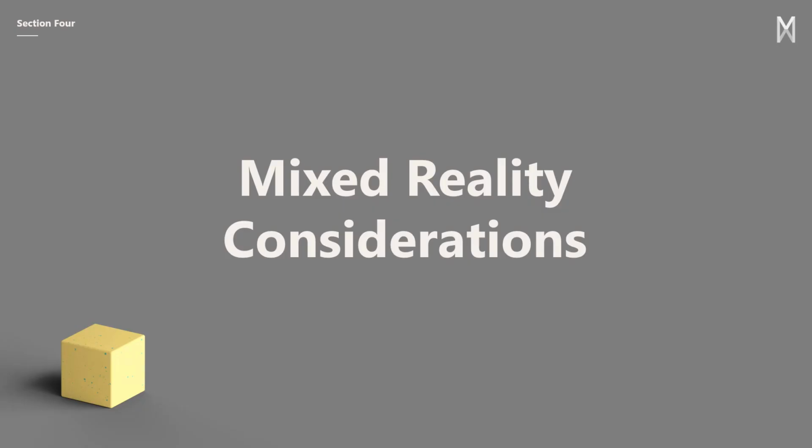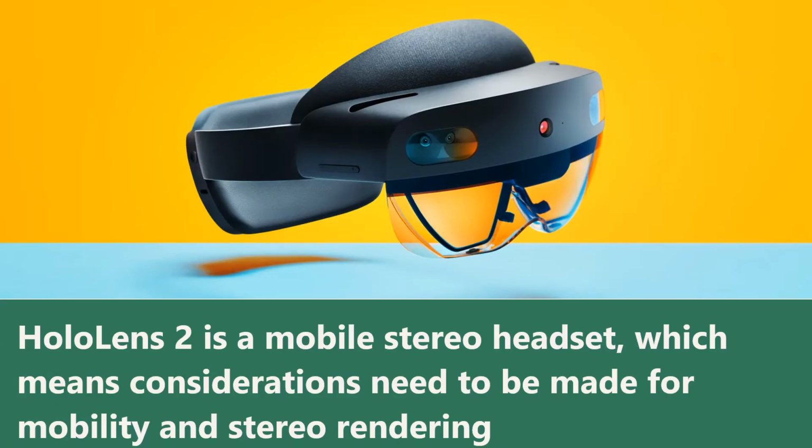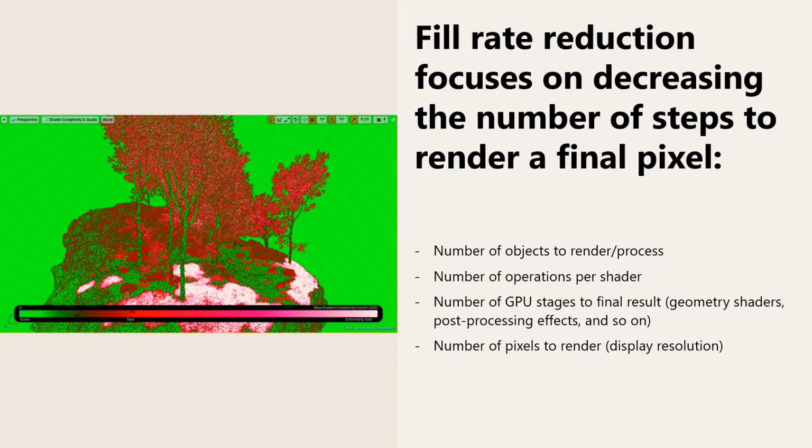Next, let's talk about some considerations you need to make for your shaders and materials in mixed reality. HoloLens 2 is a mobile stereo headset, which means when you're authoring shaders or materials, you need to make a few concessions for performance. The first thing to think about when writing a shader for mixed reality is how you can reduce the amount of fill rate pressure that your shader has.